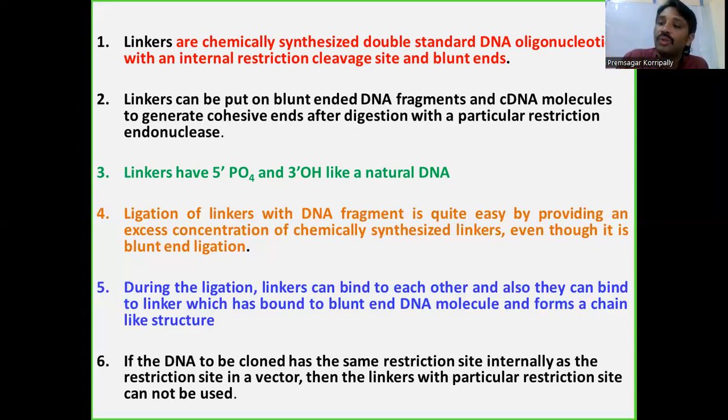Such a linker should also be compatible with the vector. So if a blunt-end DNA molecule has an EcoRI site inside, then you cannot use the linker molecule with the EcoRI site. If you use such a linker, what will happen? The linker has EcoRI and your blunt end also has an EcoRI. When you subject it to digestion, the linker also undergoes digestion and your blunt-end DNA molecule also undergoes digestion. So you have to avoid such a situation, right?